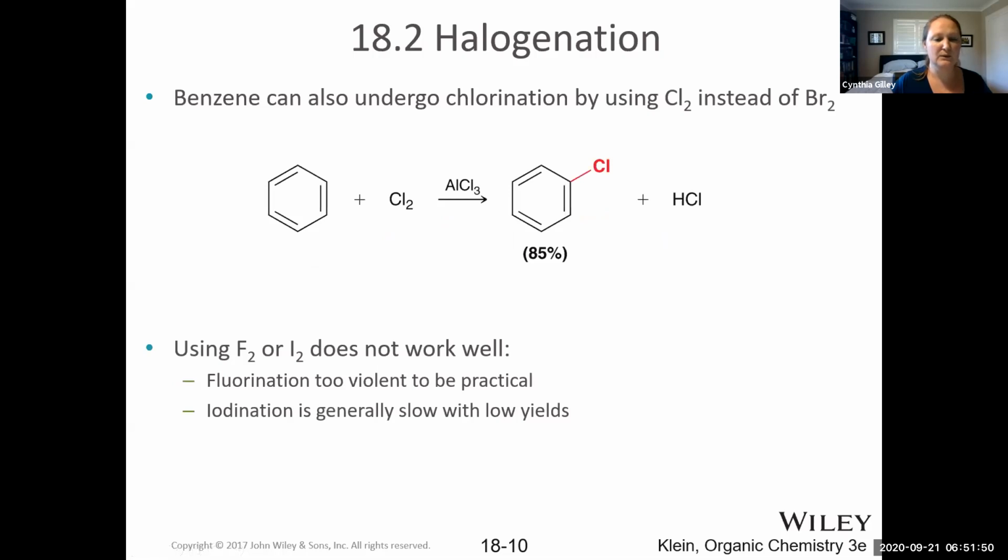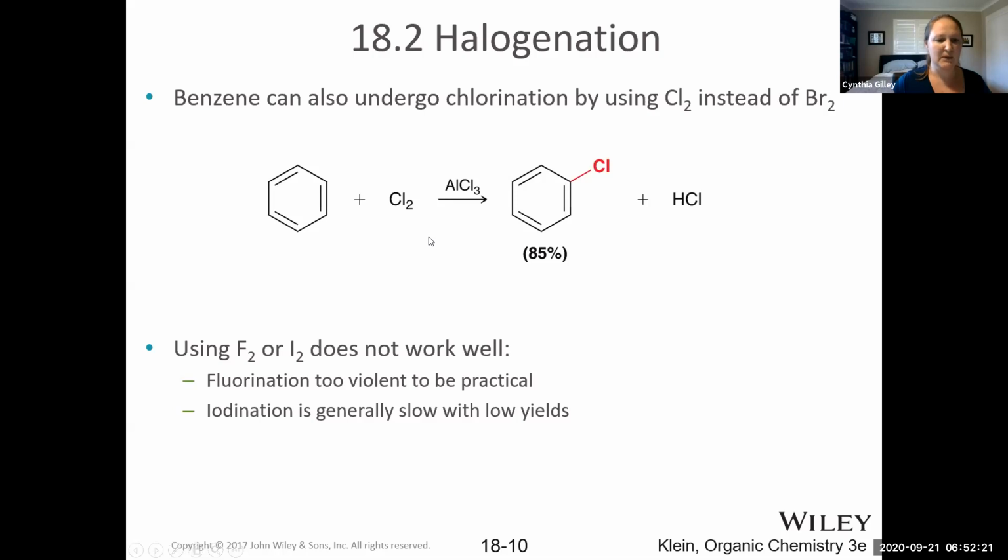We can also do the same thing with Cl2 instead of Br2. Of course, we would want to use the matched Lewis acid catalyst with the correct halogens so as not to get any strange halogen exchange or to prevent the formation of more than one product. In general, fluorination with F2 is too violent to be practical. It's difficult to control that reaction, and iodine is generally too slow with low yields.